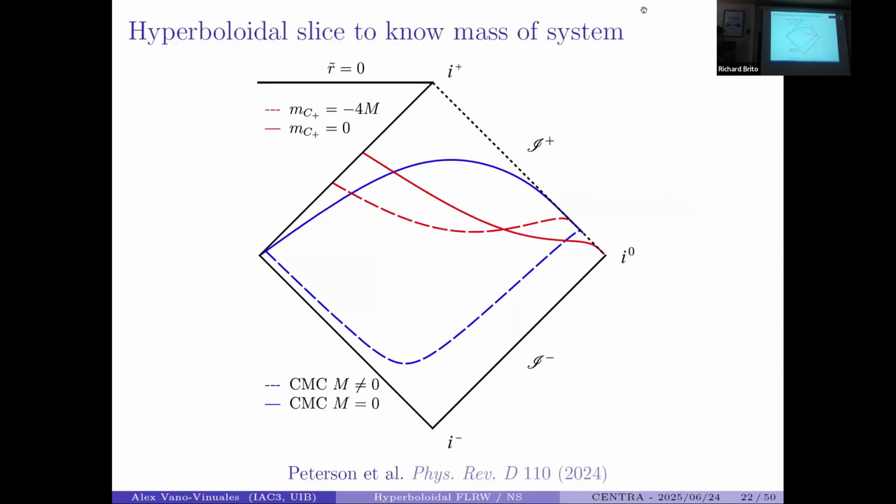Something else I would like to motivate is that you may know this person, Christian Peterson. This is a plot we put in the paper from last year. It is on the topic of hyperboloidal slices and how, to fully describe the system properly, they need to have information about the mass contained in the system in a way. The blue slices are some hyperboloidal slices, and the red ones are another type of hyperboloidal slices.